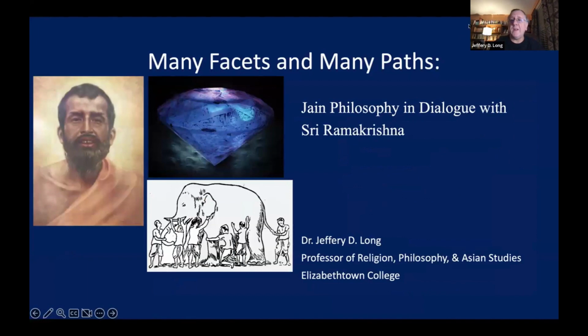My title, as you can see, is Many Facets and Many Paths: Jain Philosophy in Dialogue with Sri Ramakrishna. The pictures here are a very famous painting of Sri Ramakrishna, Thakur, as many of us call him. Then you have a many-faceted gemstone, an illustration of the Jain concept of anekantavada, the teaching of the multiple nature of existence. And below that, a famous illustration of the story of the blind people and the elephant, each grasping a different part of the elephant and describing it in a different way. These are all concepts we're going to come back to in my presentation.